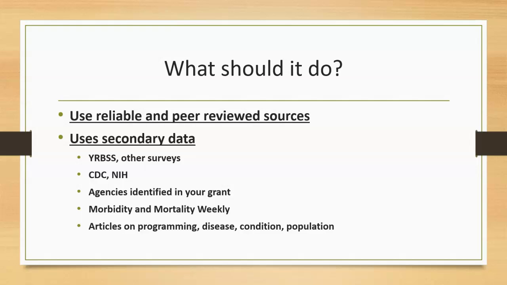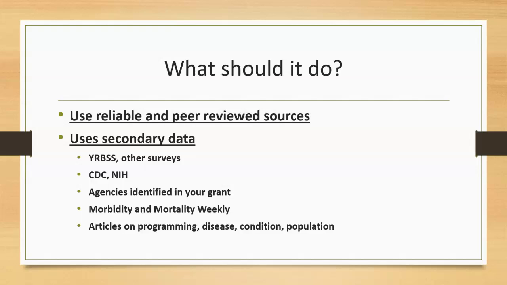The Centers for Disease Control and the National Institutes of Health are both good examples of reliable web pages. Also use any agencies that are identified by your grant, or when you did assignment 1.2, I may have given you some other ideas on the agencies that you should use. Morbidity and Mortality Weekly is a form of data that comes out every week from CDC, and it may have articles on programming, disease, condition, or population.